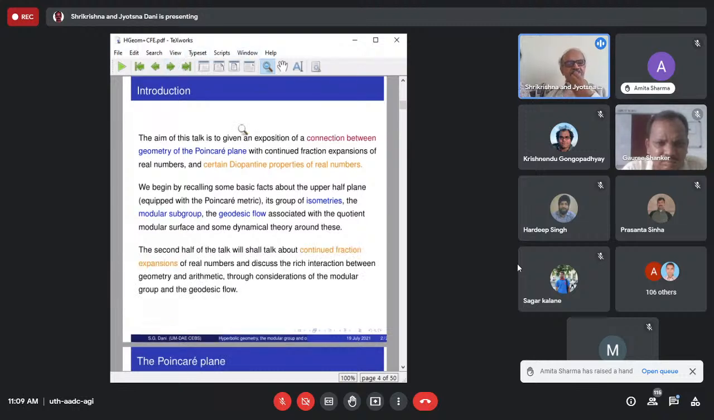Okay, so in the second half of the talk, I'll talk about continued fraction expansions. I'll recall what they are, as some of you may not be familiar with what that means, of real numbers, and discuss the interaction between geometry and arithmetic through considerations of the modular group and the geodesic flow. Okay, let's begin.